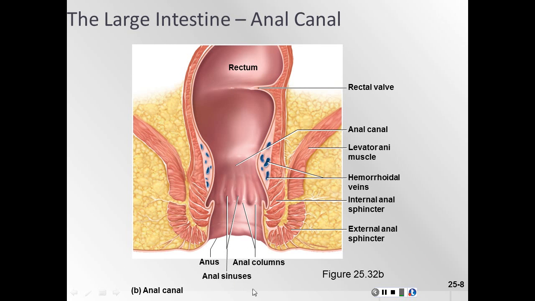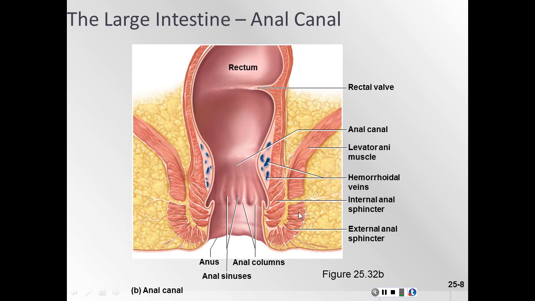Alright, and here's just a closer view of the anal canal. Here we have the rectum, we have the rectal valve, here we have our anal canal, our anus, and here's a closer view of the anal columns that we talked about, and those depressions between each column are called the anal sinuses. Here's the internal sphincter, which is composed of smooth muscle of the muscularis externa, and then we have the external sphincter here, which is composed of the skeletal muscle of the pelvic diaphragm.